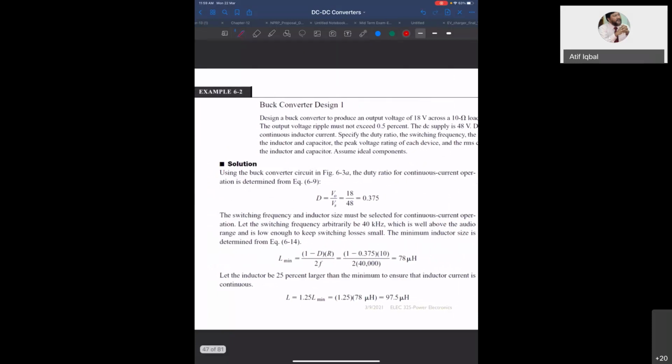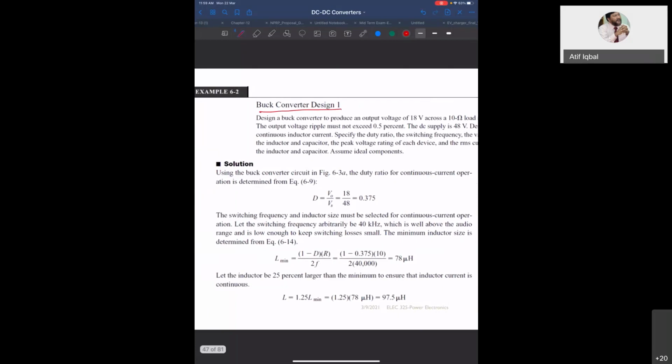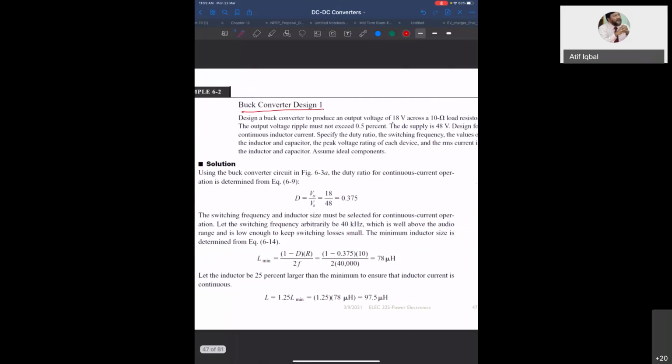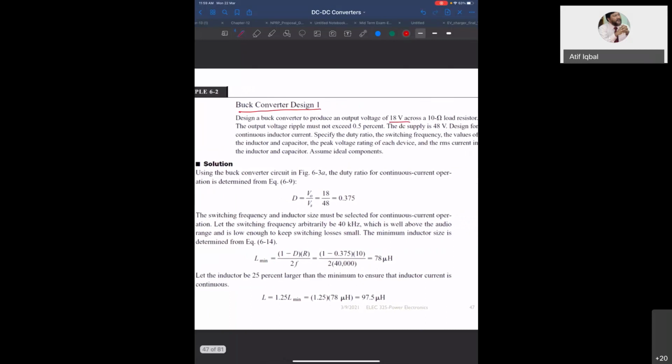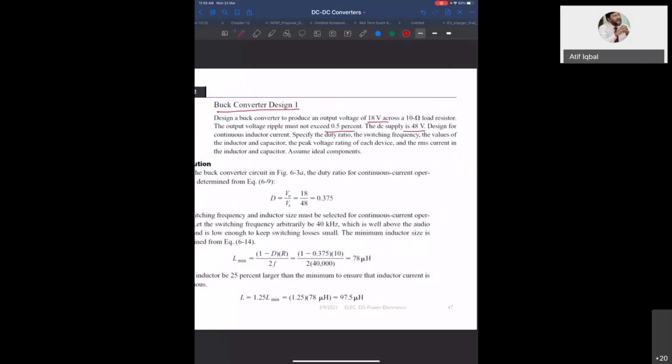So now this is based on one buck converter design. Design a buck converter to produce an output voltage of 18 volt across a 10 ohm load resistance. The output voltage ripple must not exceed 0.5%. The DC supply is 48 volt. Design for a continuous inductor current, specify the duty ratio, switching frequency, the value of inductor and capacitor, the peak voltage rating of each device, and the RMS current in the inductor and capacitor.